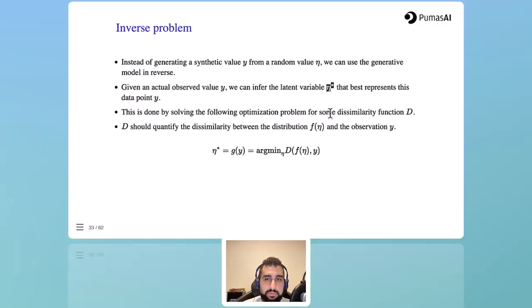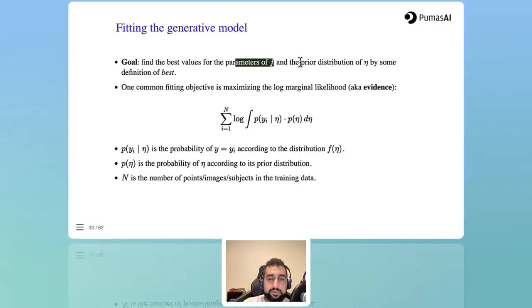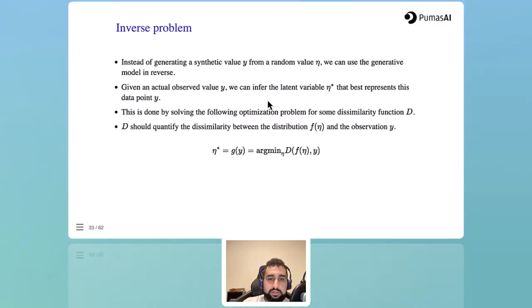And the optimization problem here will be minimizing some dissimilarity measure or dissimilarity function d. So you can think of it as some distance or some divergence between the real data point y that I gave you, the real image, the real subject data, and the distribution f of eta. Now, for the purpose of solving the inverse problem, the parameters of the model are fixed. And so we fix all the parameters of f, we fix all the parameters of the prior, but the only thing that's not fixed is eta itself, right? So eta itself now becomes our main optimization variable.